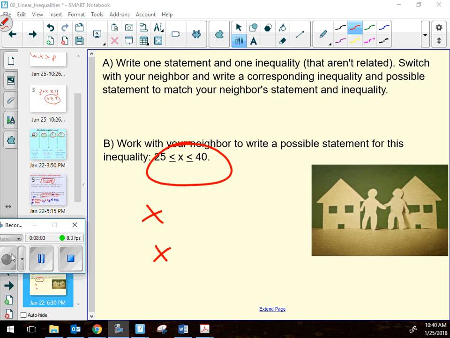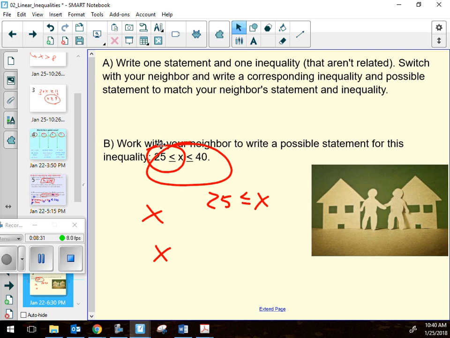I noticed some people had both the X's on the left, and some people had one on the left and one on the right. If you haven't already, would you please move your statements so that the X is on the left in both cases? I get that this one naturally would be 25 is less than or equal to X, but I'm asking you to rearrange it so the X is on the left. And you need to know how to do that, so practice that. I'll pause while you try that.